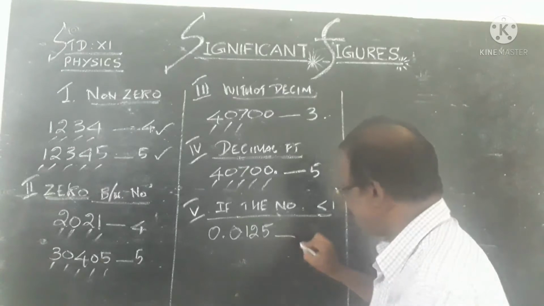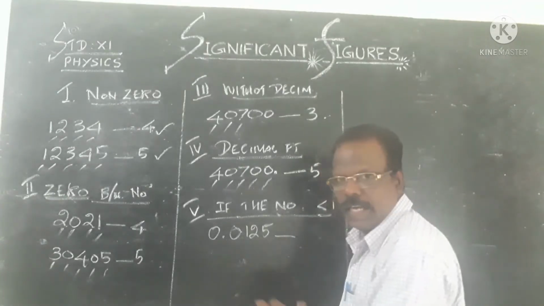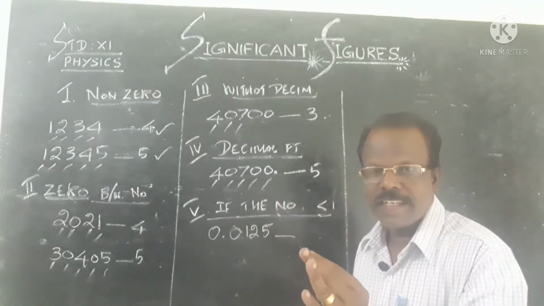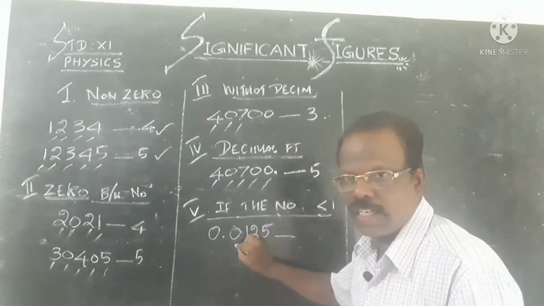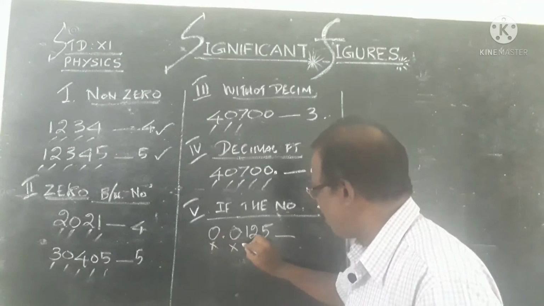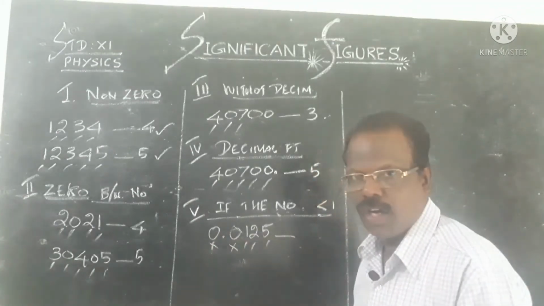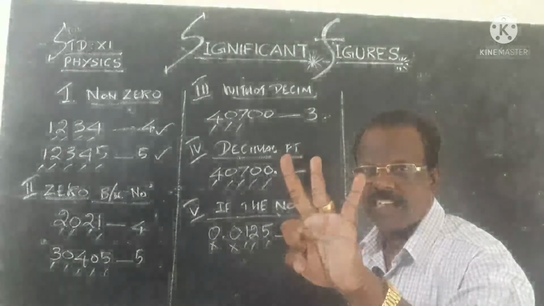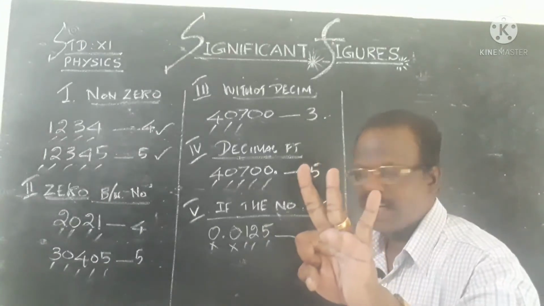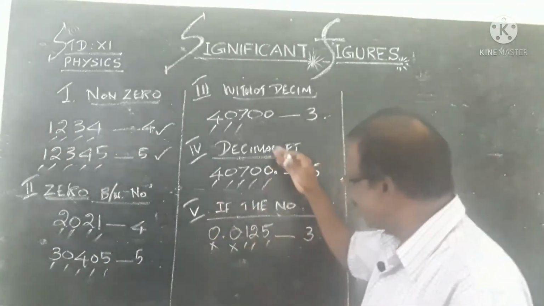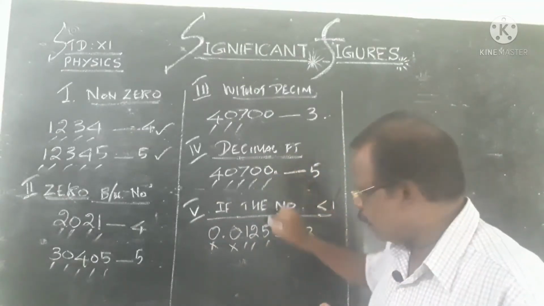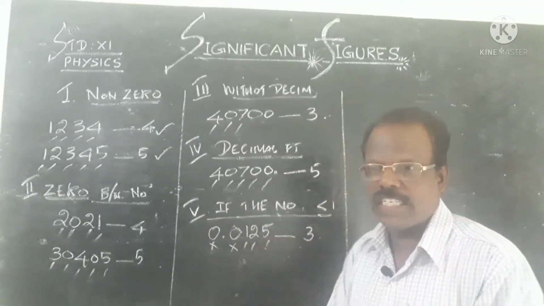Listen here. Here it is 0 point something. That number is smaller than 1. So smaller than 1 means you should not count this one, this one, or this number also, but you have to count this one and this one. So 1, 2, 5. What is the total number of significant figures? The significant figure is equal to 5. So listen here, if the number is greater than 0 you have to count, and if the number is less than 0, you should not count the 0.